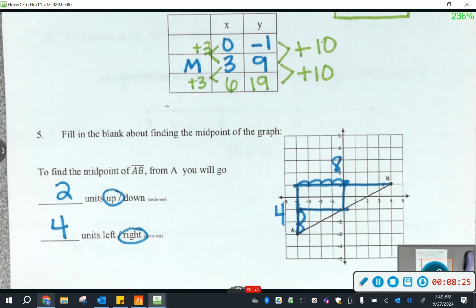All right, actually, this right here was like 25 points on your test. Can I change this? All right.